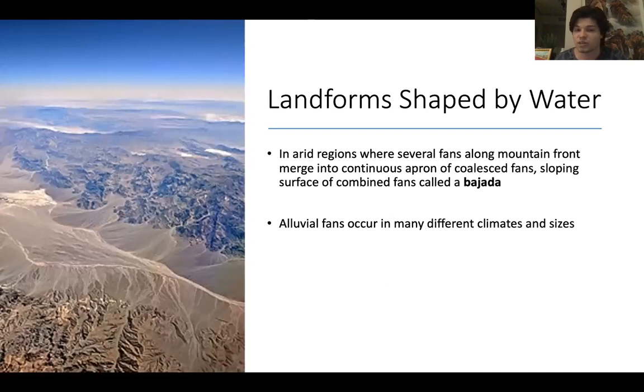So in arid regions where several alluvial fans along a mountain front merge into a continuous apron of coalesced fans, the sloping surface of the combined fans is called a bajada. I'm honestly not sure how it's pronounced, but it's called that. And alluvial fans occur in many different climates and in many different sizes. That's important to know.